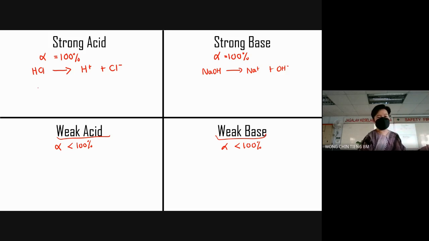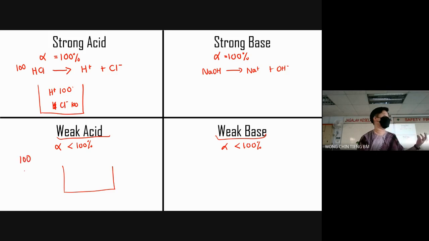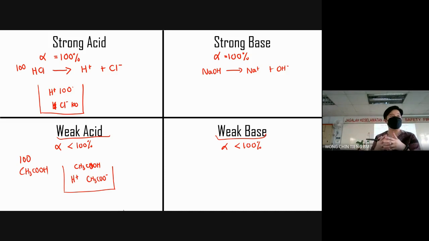Kamu bayangkan sekarang, dalam beaker yang sama, saya masukkan 100 biji HCl. So, saya akan dapat 100 biji H plus dan 100 biji Cl minus. Betul? Tapi dalam beaker yang sama, saya masukkan 100 biji untuk my weak acid, CH3COOH. Saya hanya ada 1 biji H plus, 1 biji conjugate and then semua yang lain kekal sebagai weak acid. Look at your beaker right now, comparison. Satu ada 100 biji H+, satu lagi pegang 1 biji. I mean, logic kot, kenapa dia kuat.